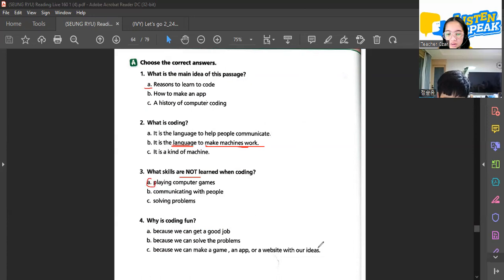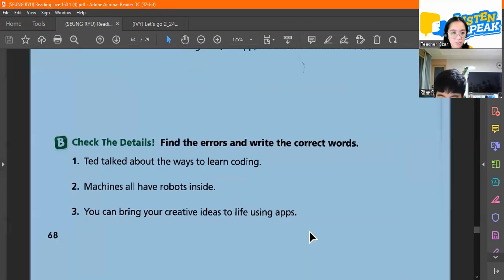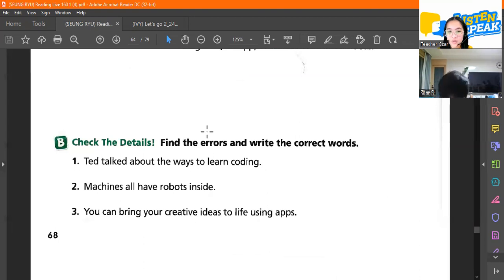Why is coding fun? Because we can make a game, an app, or a website with our ideas. Yes, very good. Because you can make your own game, your own application, and also a website from your ideas or from your creativity. Now, let's have this one. Letter B, check the details. So we need to find the errors and write the correct words.